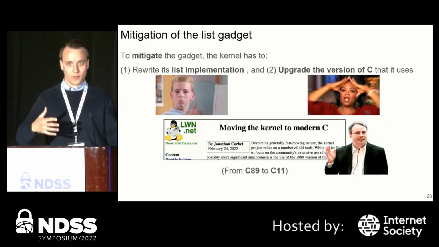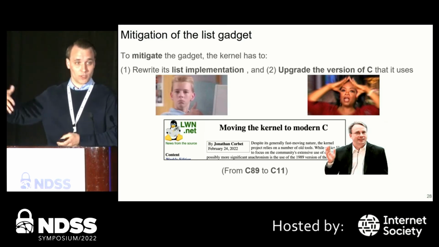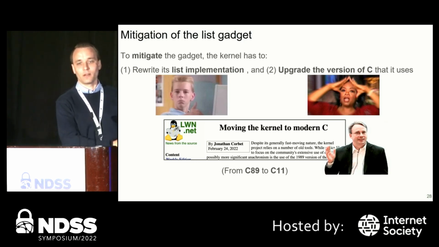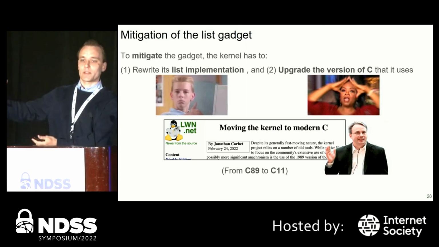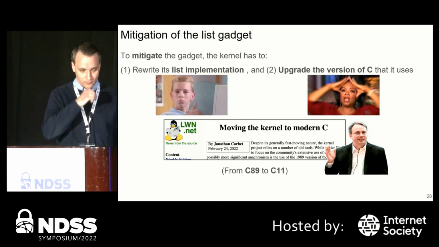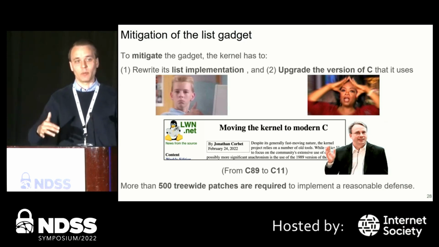So there's this push, and it might land as soon as kernel 5.18, which comes out next month, to move the kernel from the 1989 version of C to the 2011 version of C. That makes it more amenable to this specific mitigation. But overall, there are more than 500 tree-wide patches that are required to implement a reasonable defense.